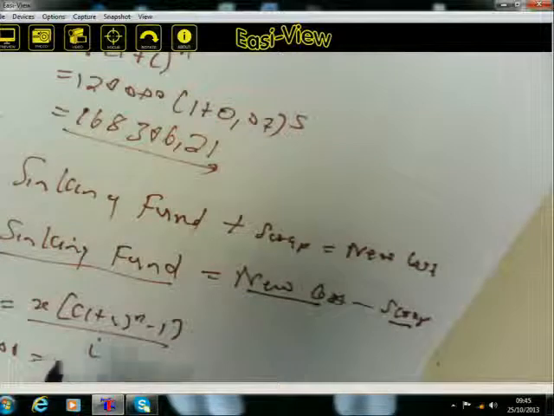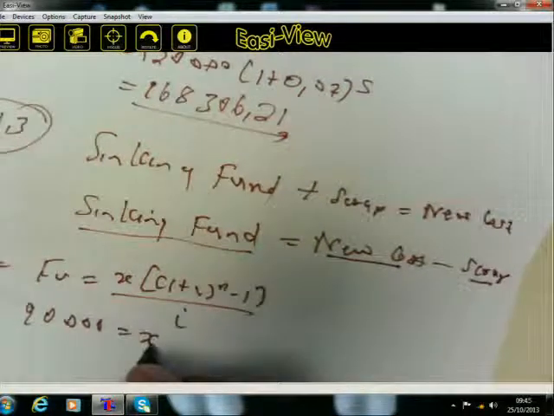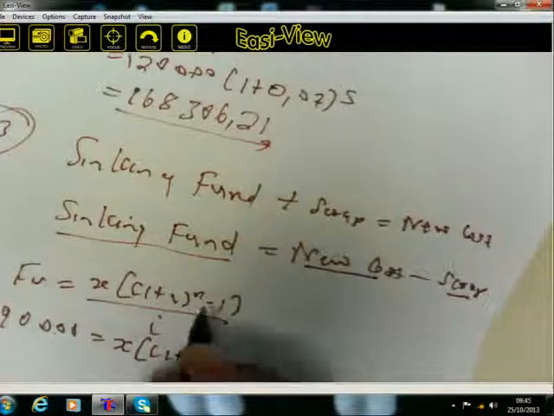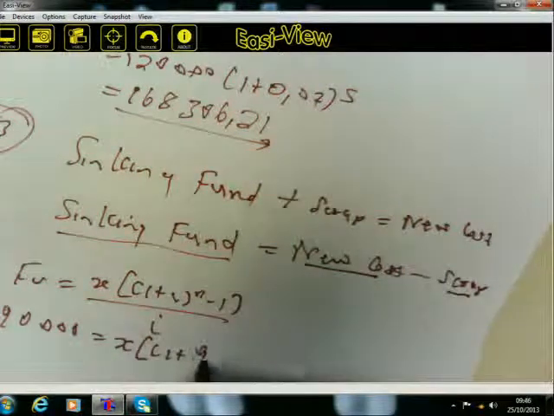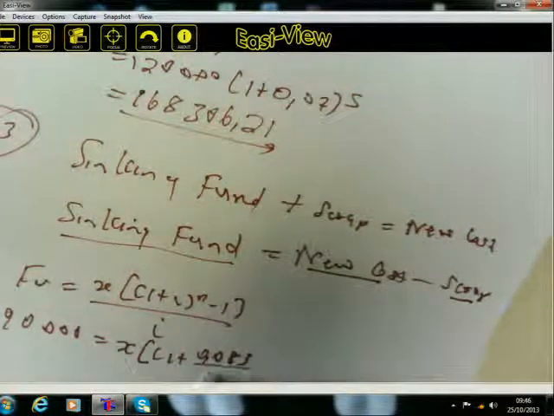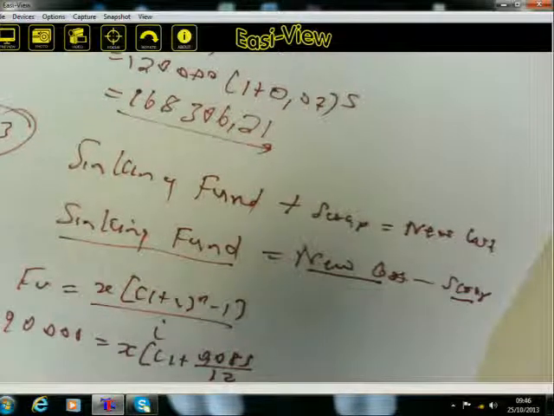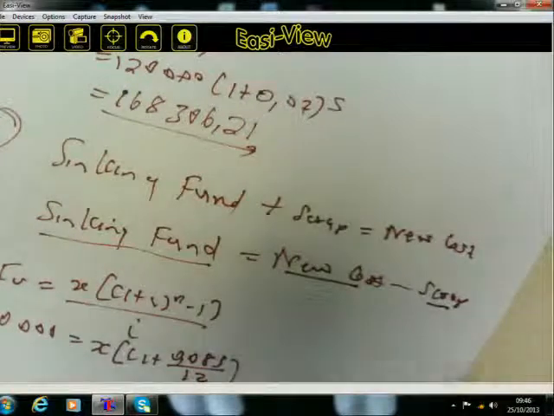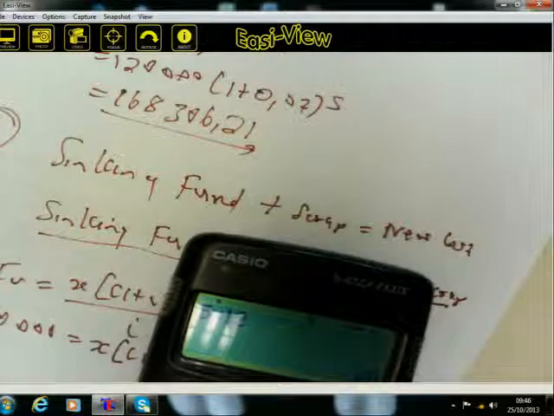Of course, we are looking for a monthly payment, which is x. Then 1 plus the interest. What is the interest? It's 8.5%, which is 0.085, divided by 12, because they say it is compounded monthly. And then to the power of what? For a 5 year period, the number of payments will be 5 times 12. It means that is 60.